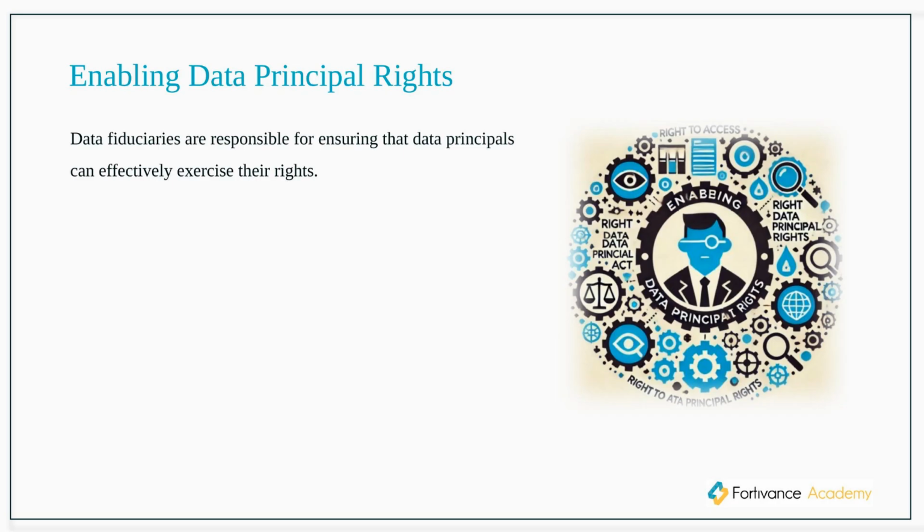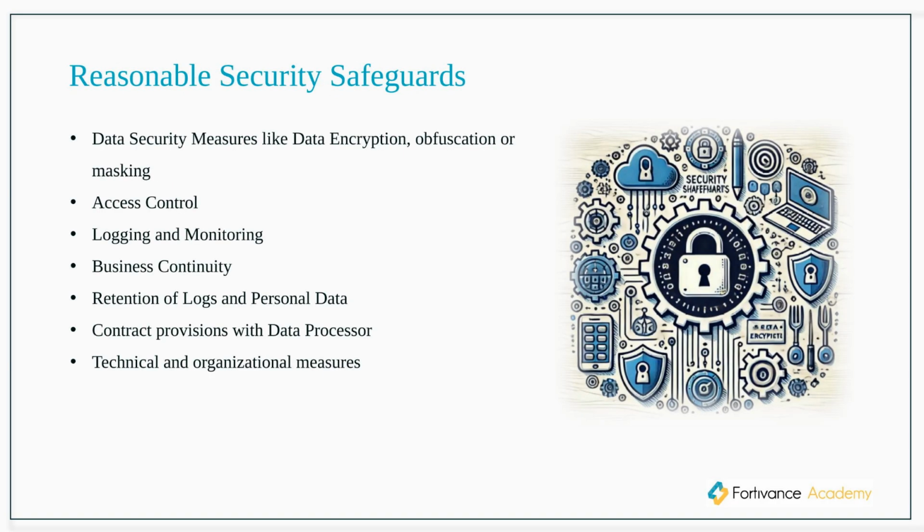The DPDP Act emphasizes the importance of reasonable security safeguards to prevent unauthorized access and data breaches. First, let's discuss appropriate data security measures. This includes securing personal data through methods such as encryption, obfuscation, or masking. For instance, encrypting sensitive information like financial records ensures that even if unauthorized access occurs, the data remains unreadable.